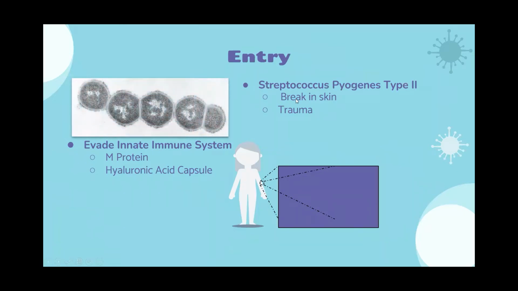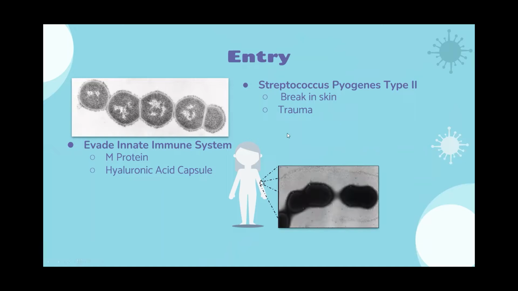So how does Streptococcus pyogenes cause the infection necrotizing fasciitis? In order for the pathogen to get in your body, there must be some form of break in the skin: trauma, a wound, even a small cut is enough for the pathogen to infiltrate your system. How does it evade the immune system? There are M proteins and a hyaluronic acid capsule that protect the bacteria from being recognized.